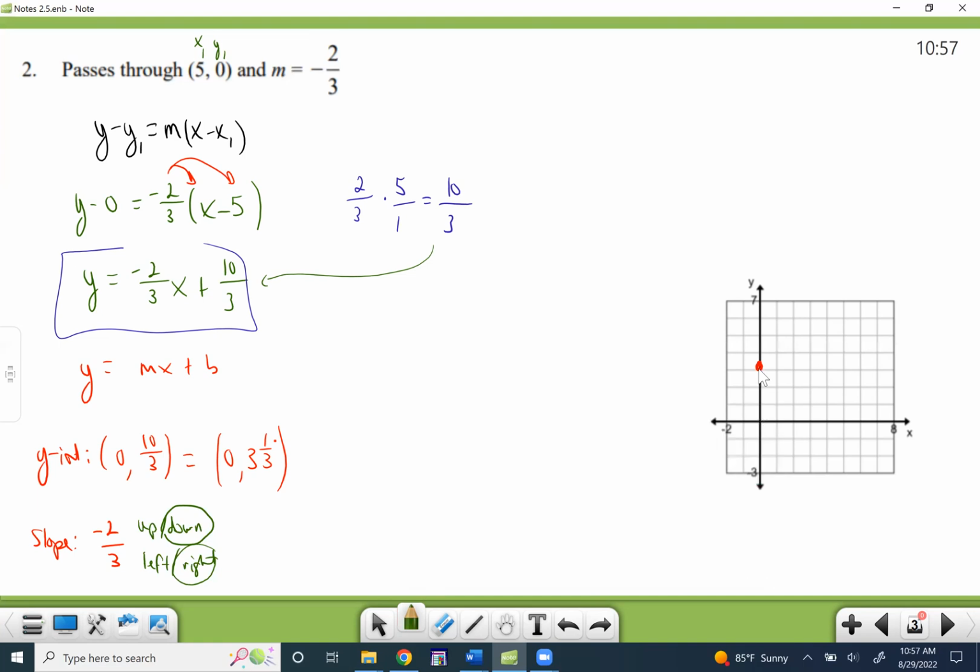Going down 1 would be going to about right here. Then I'm going to go down another one. So there's my 2. So 1 is there, 2 is there. So down 2, and then right 3. So 1, pencil slipped, 1, 2, 3. So about right here. Okay. And then we'll just draw the line through it.